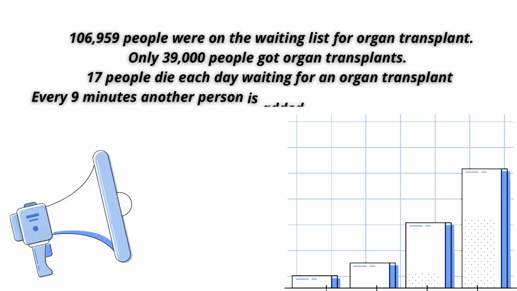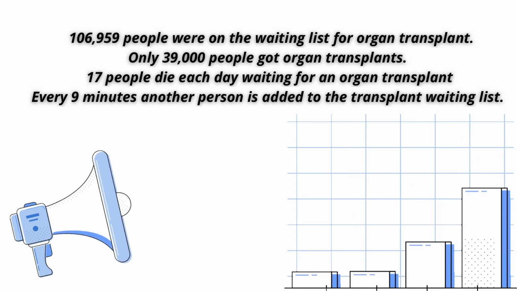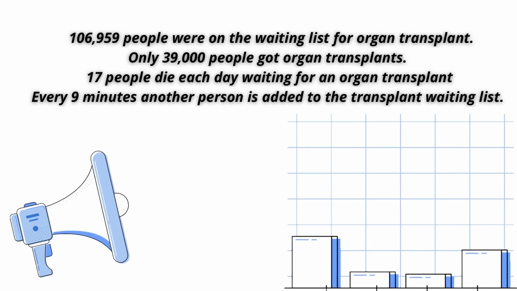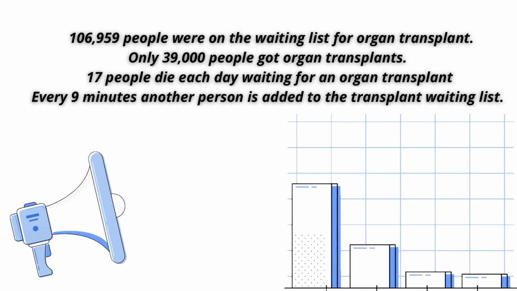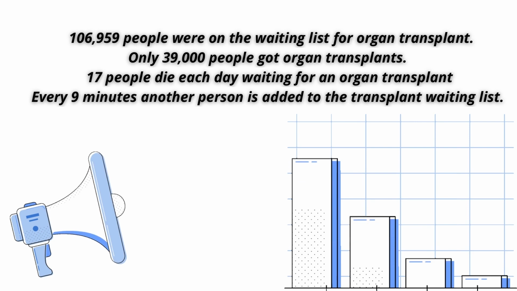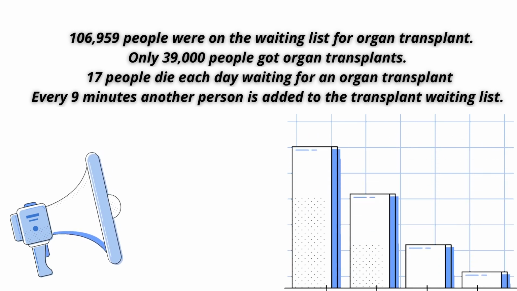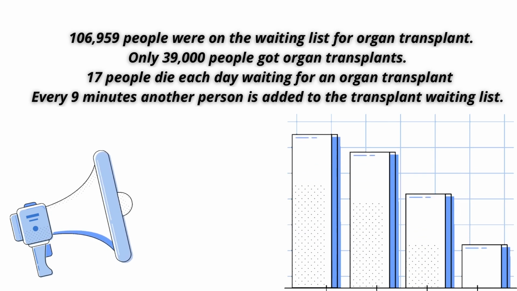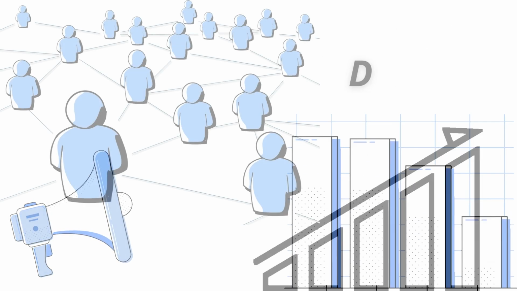According to the Health Resources and Services Administration, more than 106,000 people are waiting for an organ transplant. Each day, 17 of those people will die, waiting and praying for a call that would save their lives. In 2020, of the more than 106,000 transplants that were needed, only 39,000 were received.